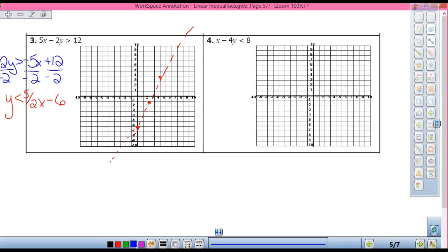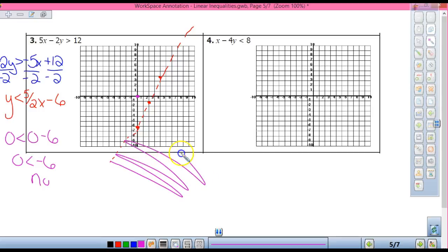Okay, now check in 0, 0. Okay, if I put 0, is 0 less than, what's 5 times 0? 0. 0 minus 6. Is 0 less than negative 6? No. So he's saying, no, don't shade me. And you're shading the opposite direction of 0, 0.